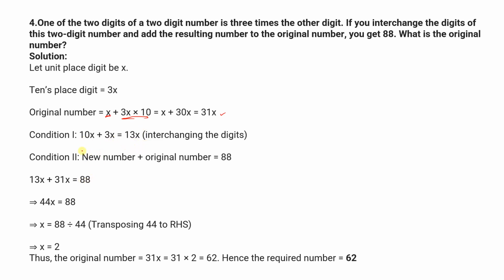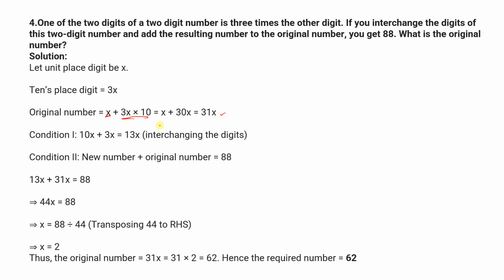Now, after interchanging, add the resulting number to the original number. That means new number plus the original number is 88. So, we have the new number as 13x and the original number as 31x. That's equal to 88. Since they are like terms, you can add these two. So, 13 plus 31 is 44x, which is equal to 88, which implies x is equal to 88 divided by 44, which is 2.